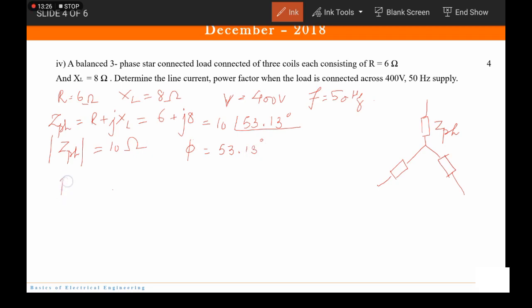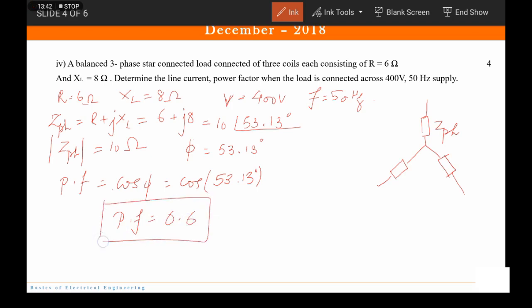Now how do we calculate the power factor? Power factor is cos phi. So it becomes cos 53.13, and the power factor comes out to be 0.6. So this is one answer.